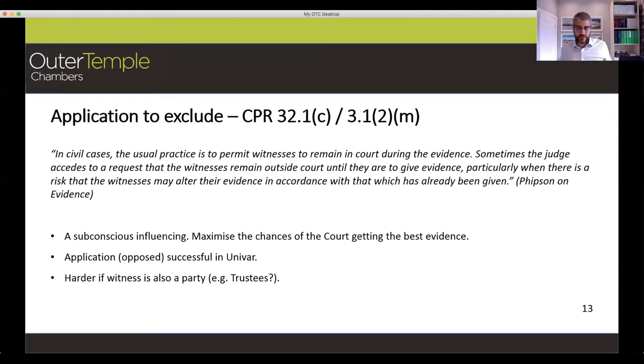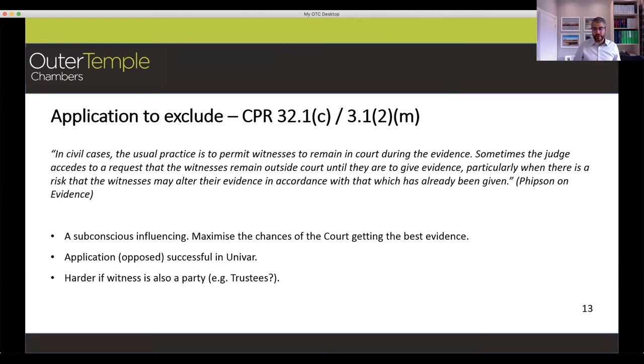Now, the court has the power to do this under the two limbs of the CPR, which are up there on the slide. And the general position is set out in Phipson on Evidence, which is also up there on the slide. Sometimes the judge accedes to a request that the witness remain outside court until they are to give evidence. I think there's two key points to keep in mind about this. The first is it's a much easier application to succeed upon, this is what the case law shows, when you're not dealing with a witness who is also a party. So one needs to keep an eye on that in rectification claims, because if some of the trustee witnesses are still trustees, then it's possible or likely that they will be named as defendants. And it's much harder to succeed and get them excluded from the courtroom if that's the case. But it's much easier if they're mere witnesses.